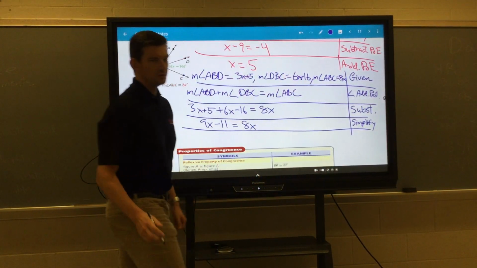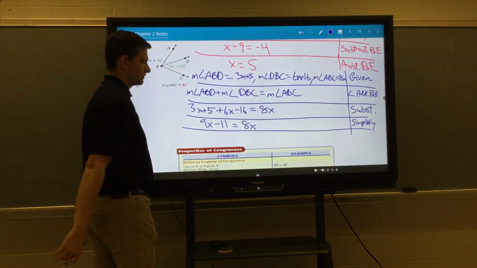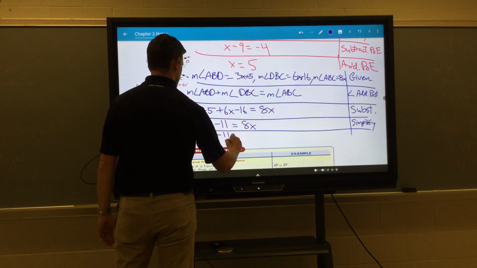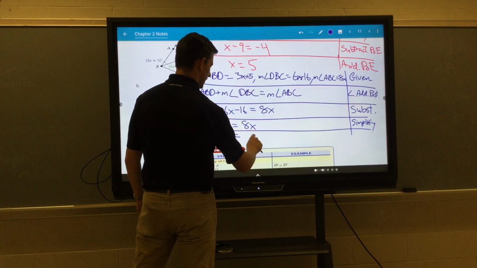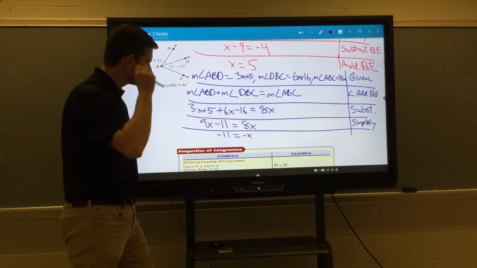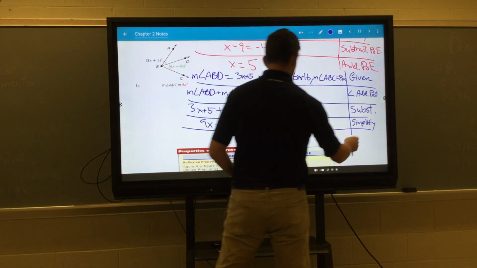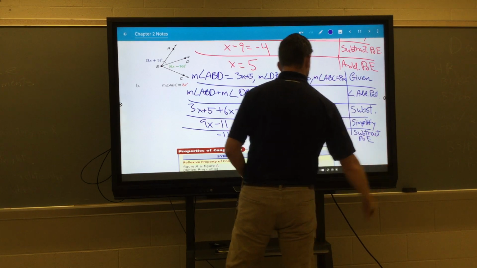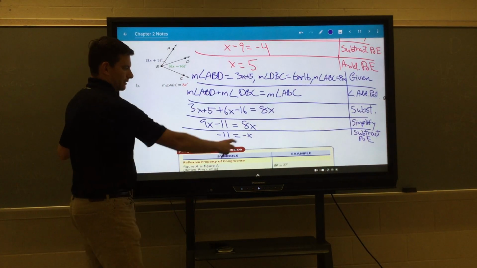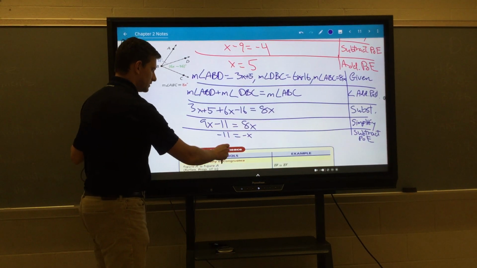What I'm going to do now, you might not initially think to do this, but I'm going to subtract away 9x from both sides, leaving us with negative 11. 8x minus 9x gives you negative 1x, or just negative x. Now, sometimes people avoid introducing negatives whenever possible. We've done a subtraction here, so subtraction POE.